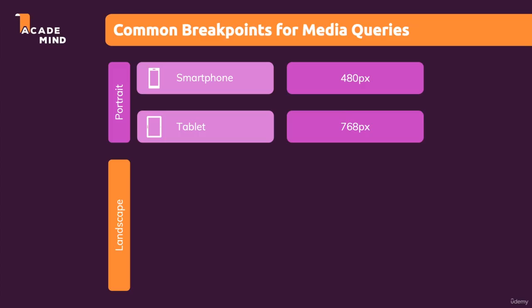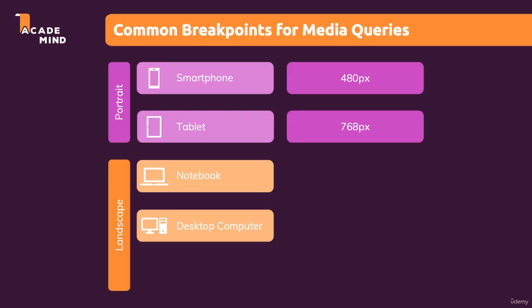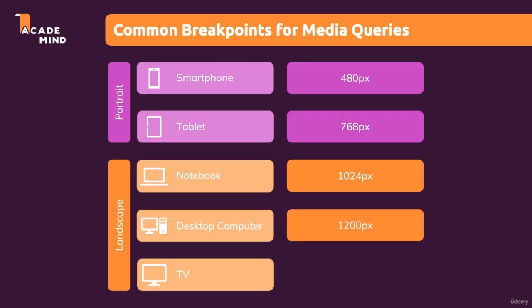For landscape devices, we have three core examples. We have a notebook, a desktop computer, and of course the TV screen as the biggest device right here. There we also have three example widths in pixels which can be used. 1024 pixels for notebooks, 1200 pixels for desktop computers, and everything above 1200 pixels can be tailored towards TV screens. As I said, not the final breakpoint summary right here, but if you need some values at hand, then you can refer to this slide.